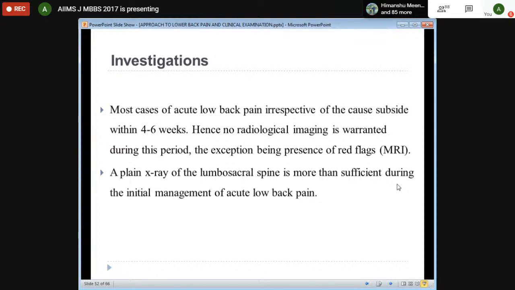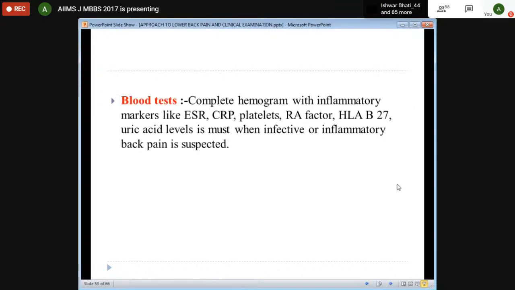A plain X-ray of the lumbosacral spine is usually more than sufficient during the initial management of low back pain. That gives a lot of information regarding the causes of the pain. Blood tests, like a complete hemogram with inflammatory markers like erythrocyte sedimentation rate, CRP (C-reactive protein), the platelets, RA factor, HLA-B27, which is a marker for ankylosing spondylitis, and uric acid levels. All this is a must when inflammatory or infective conditions causing the back pain are suspected.